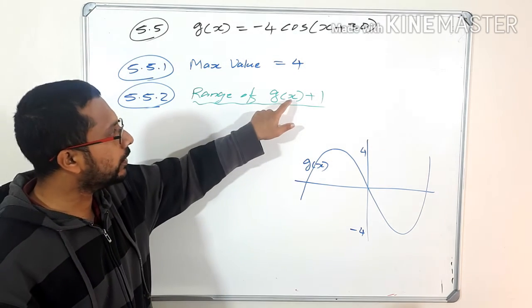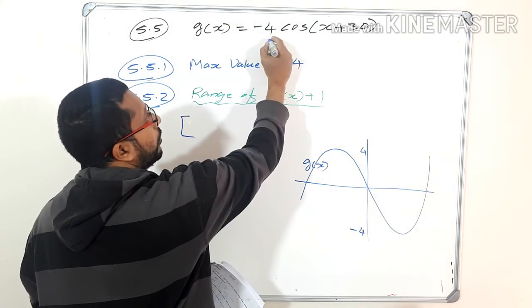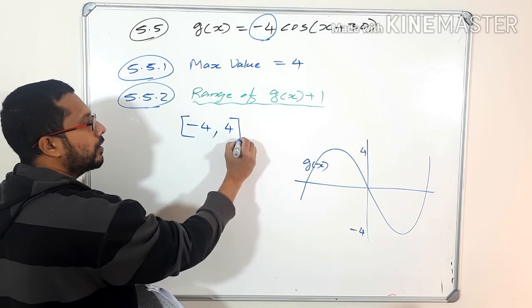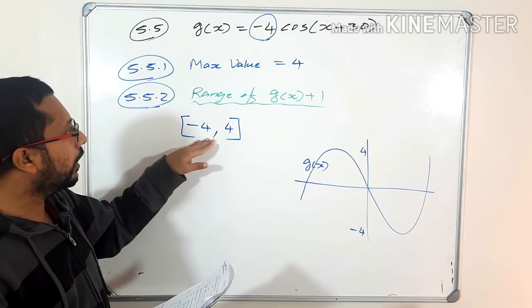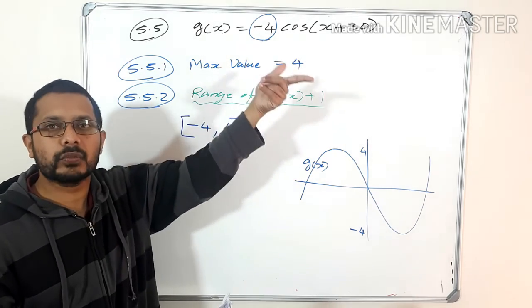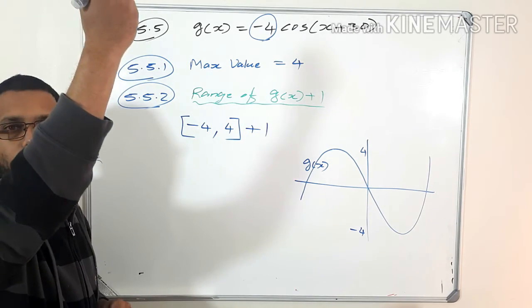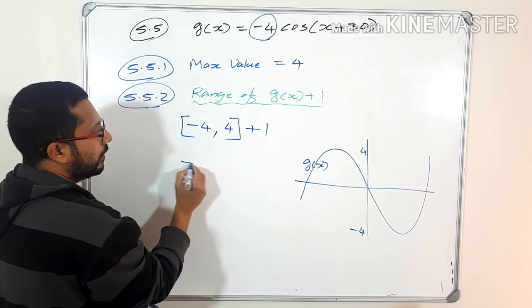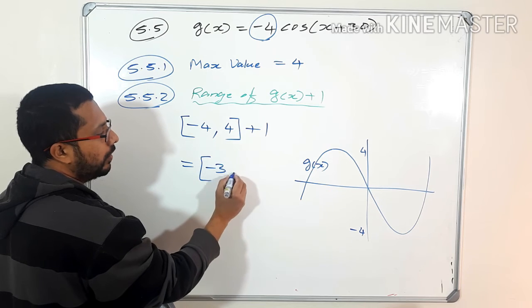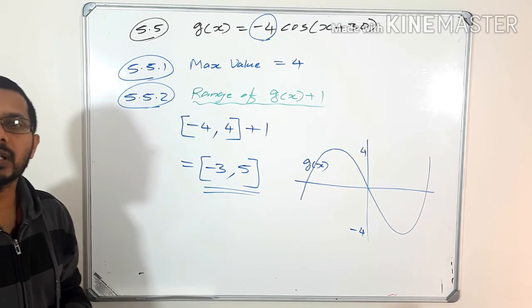So if it is g of x, what is the y value? You know that g of x is this one. Because of this, the minimum value is minus 4 and the maximum value is positive 4. So this is the range of the original graph g of x. What about g of x plus 1? That means this range is shifted 1 unit upwards. Am I right? Look at this one, minus 4 plus 1, that is minus 3, and 4 plus 1, that is 5. That means the new range is minus 3 comma 5.